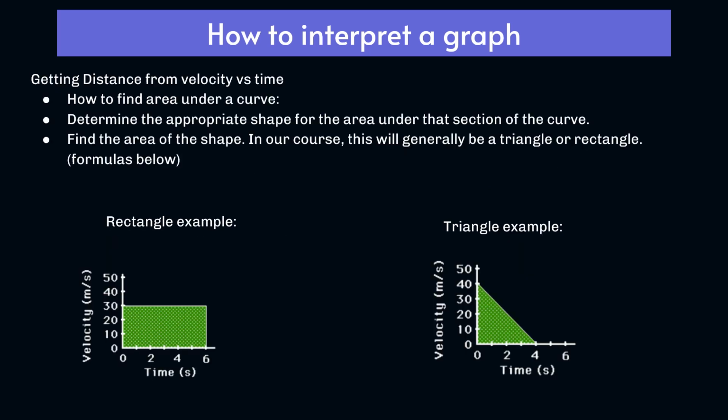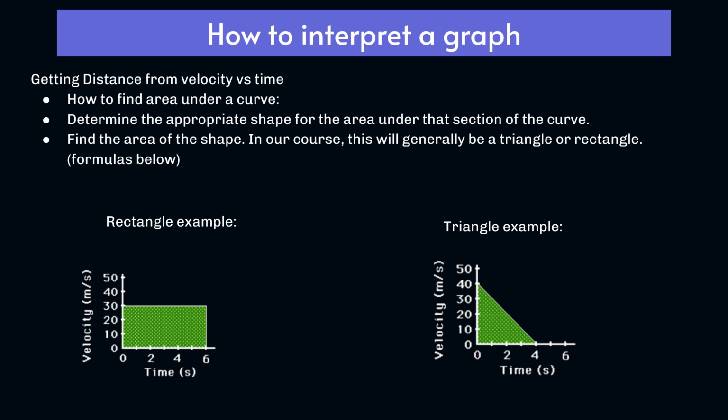The other way to interpret a graph that we are going to go over today is getting the area under the curve. The situation we're going to use is a velocity versus time graph. To find the area under the curve, what this essentially does is it gives you some kind of physical quantity as well. Because when you do area under the curve here, you're going to end up with different units that will give you some type of physical quantity.